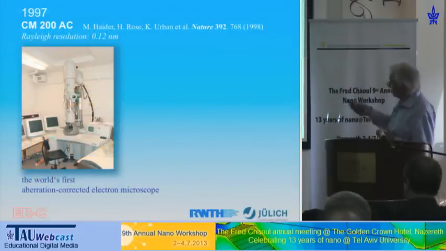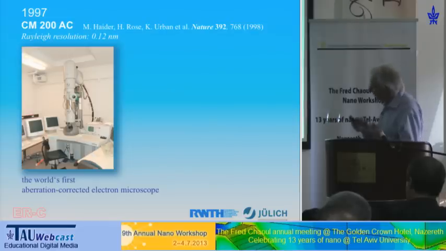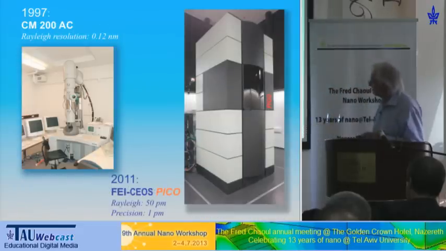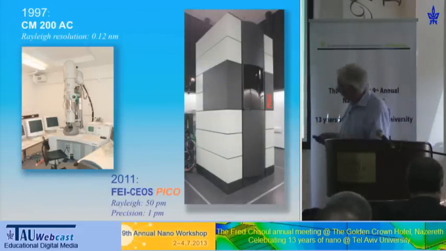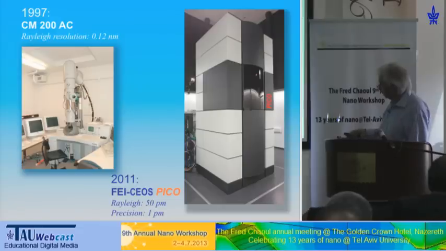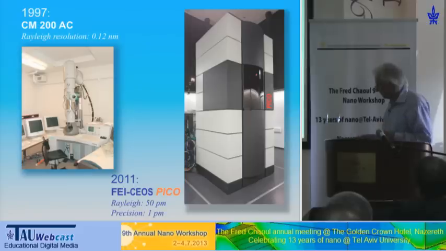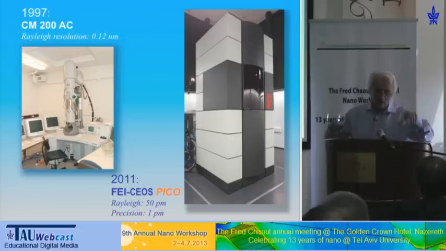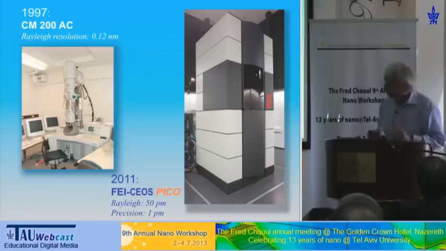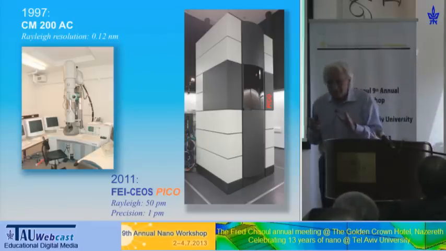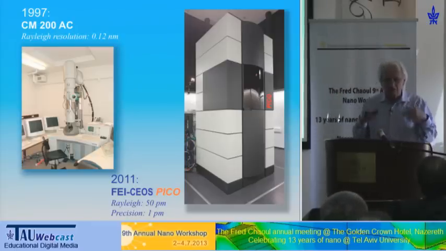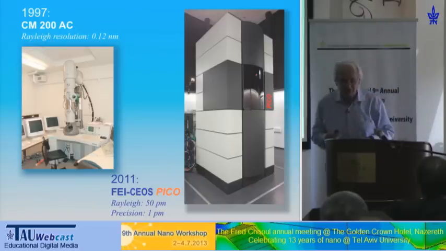The 1997 prototype, which we built, has become, so to say, the mother of a new generation of electron microscopes. And this is the newest of them all, the FEI CEOS Pico instrument, installed nearly 2 years ago now in Jülich. It has a Rayleigh resolution of 50 picometers and allows a precision of 1 picometer. So how is it possible that we carry out picometer microscopy with an instrument which has 50 picometers resolution?